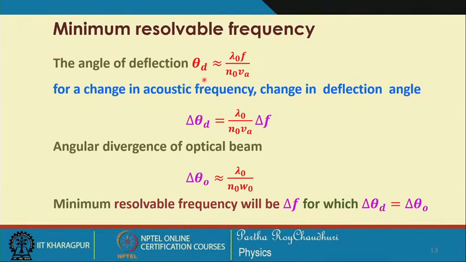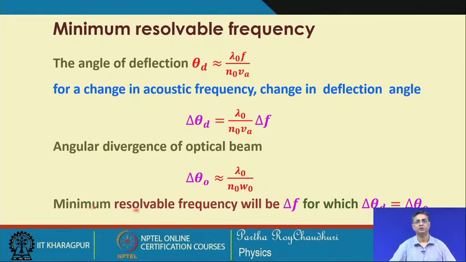The angle of deflection theta d we have seen is proportional to f, and for a change in the acoustic frequency delta f, the deflection angle will change by delta theta d. The angular divergence of the optical beam, delta theta 0, we have seen from the fundamental diffraction theory for a Gaussian optical beam. Therefore, the minimum resolvable frequency will be delta f, for which delta theta d is equal to this. So, this gives you the minimum resolvable frequency in this case.